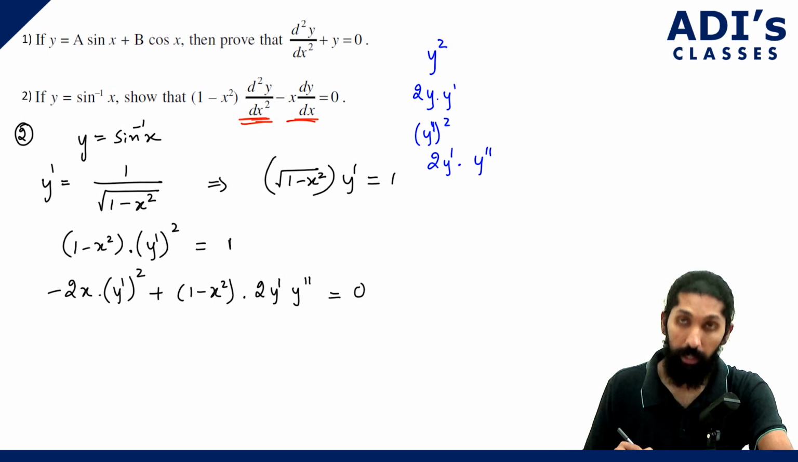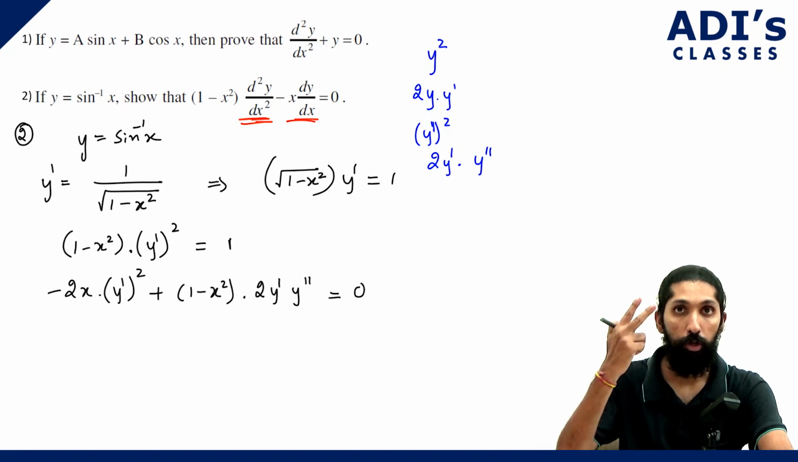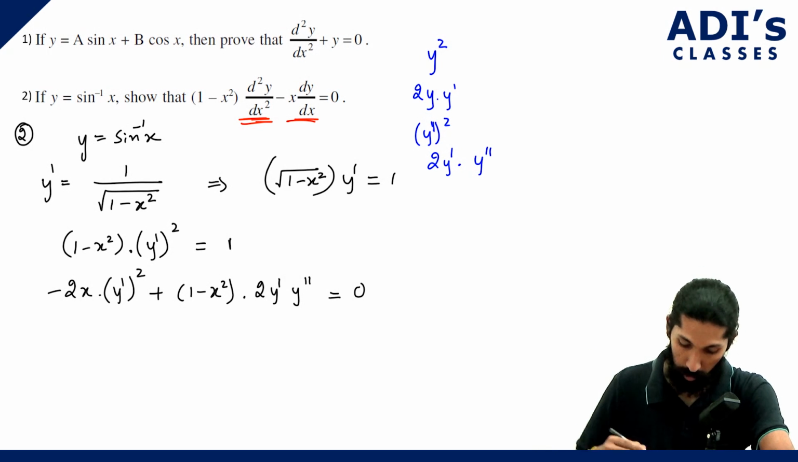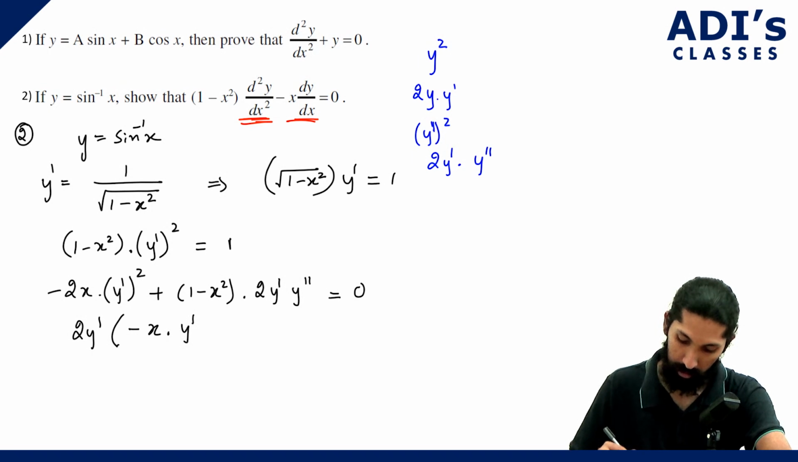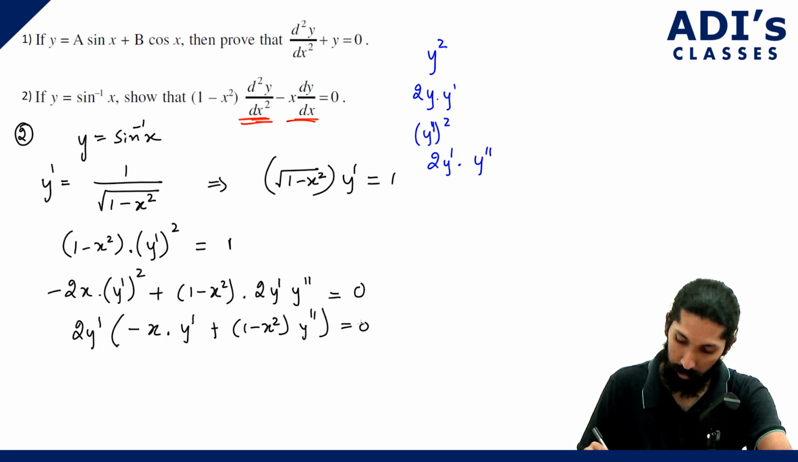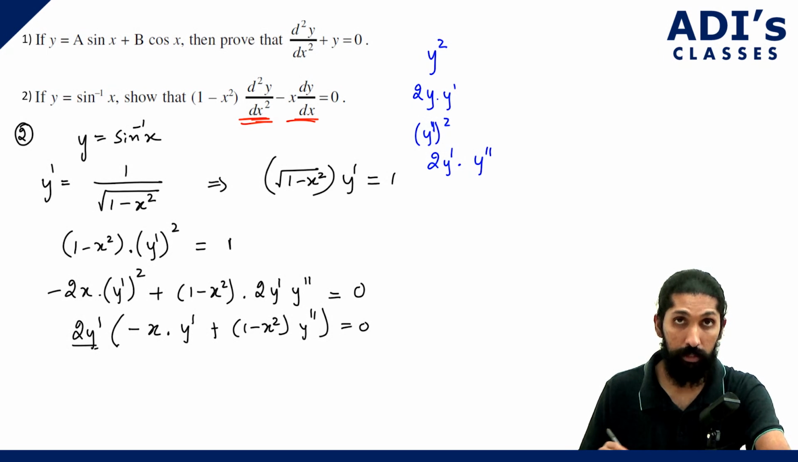Now, y dash is common everywhere, correct? And also if you look at it, 2 is common everywhere. So take 2y dash common. You'll get minus x into y dash plus 1 minus x square into y double dash is equal to 0. So this 2y dash, if you take it to the other side, it's going to become 0.